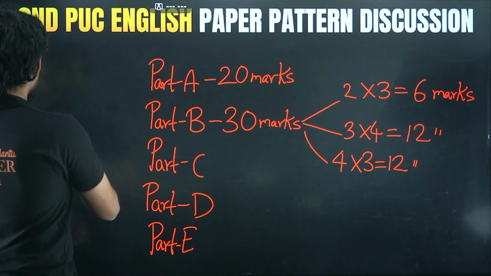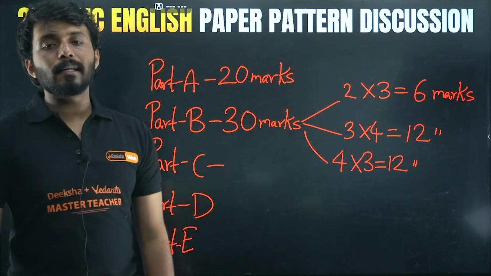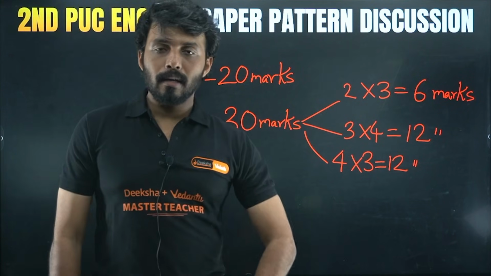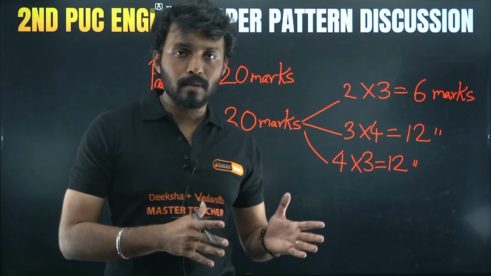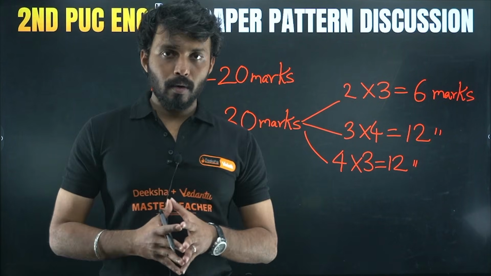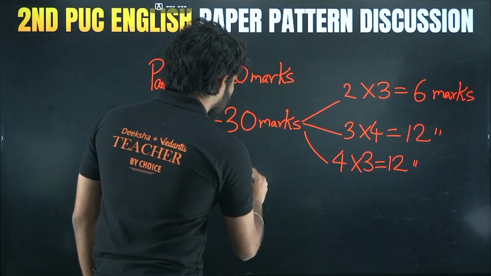Moving on, the next is part C. Part C is the reading part, as in both your reading comprehension, your unseen passage, as well as the unseen poem, will be coming in part C. Part C carries a total weightage of 9 marks.